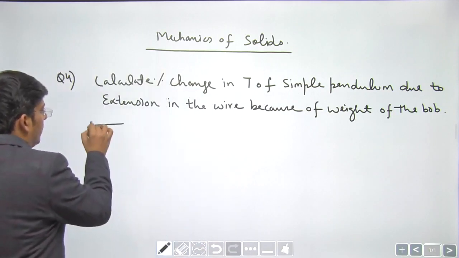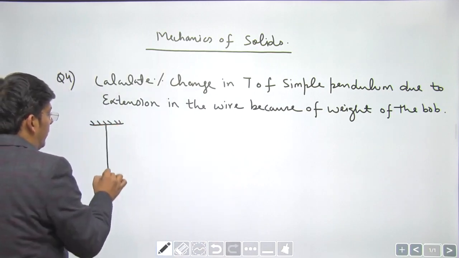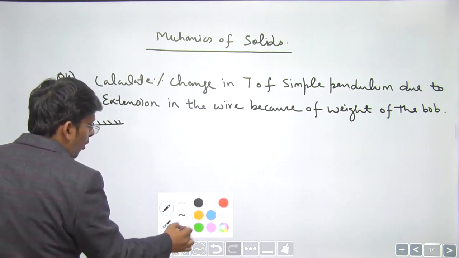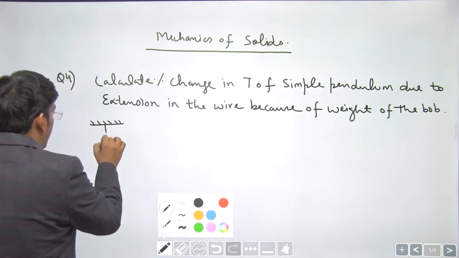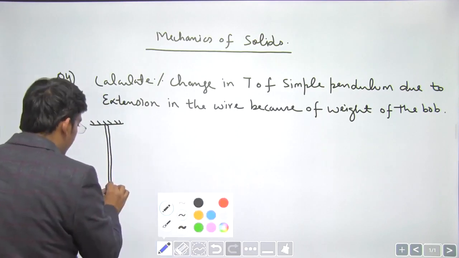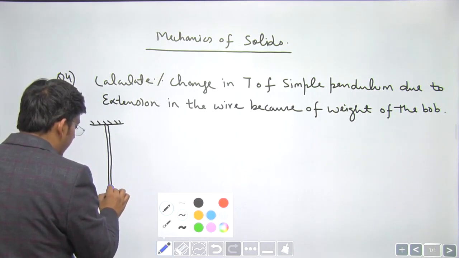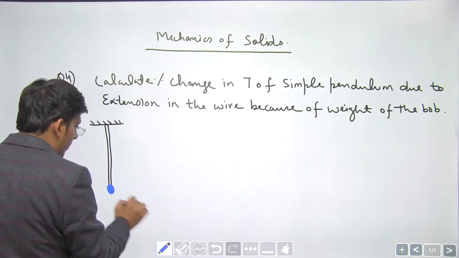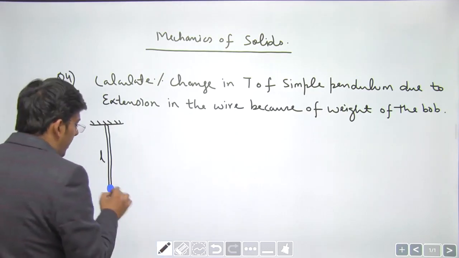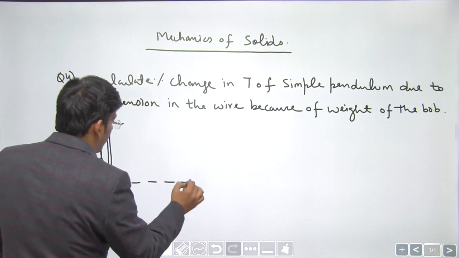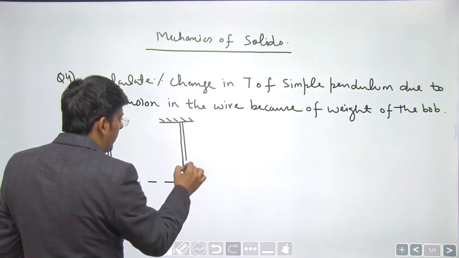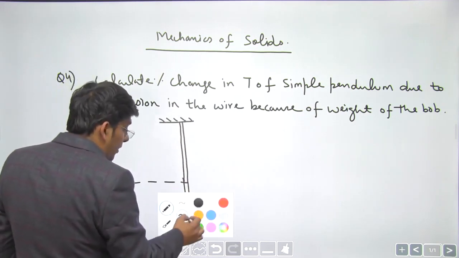See, let us assume that the length was L, right? We had a bob of very little mass. Let us assume that the mass is very less. The length of the thread was L. Now suppose we have increased the mass of the bob, or we replaced the bob by a heavy bob. It is possible, right? And let us ignore the size of the bob.